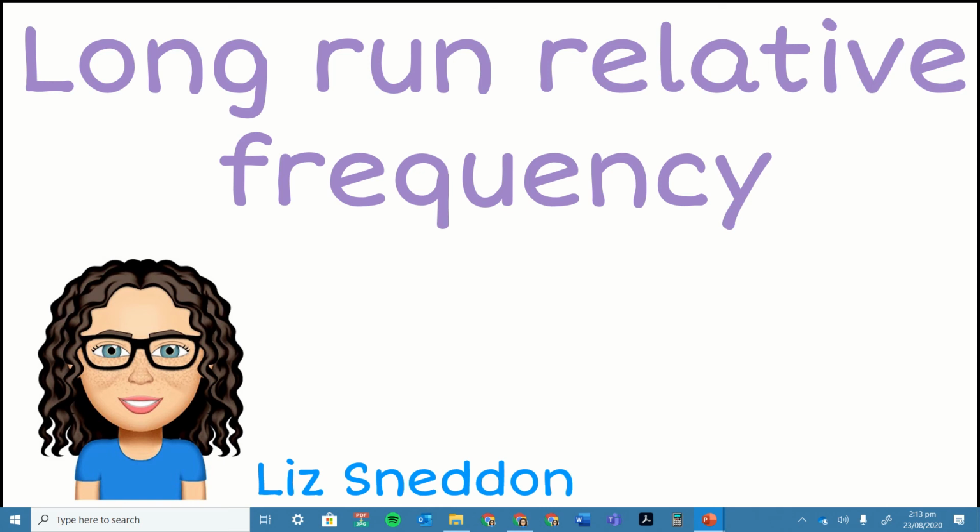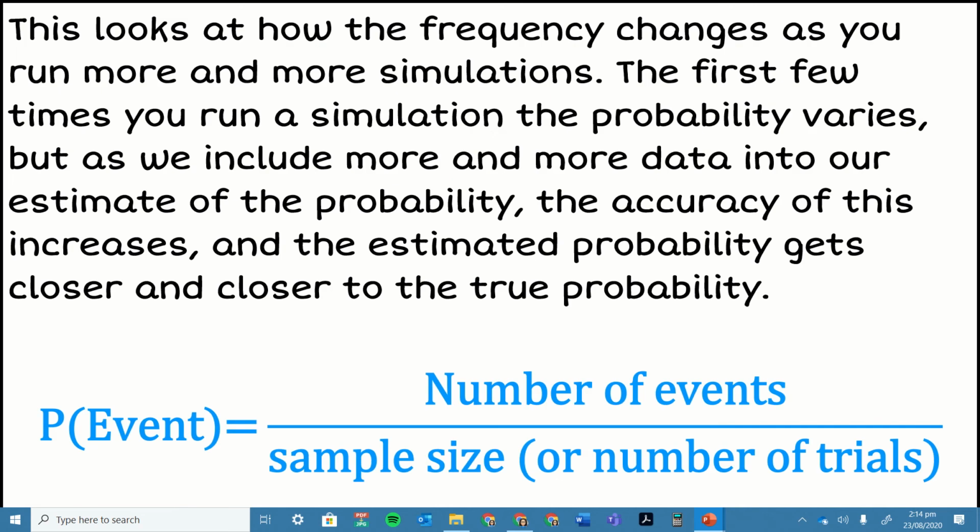I'm Liz Snedden. Let's have a look at long-run relative frequencies. When we talk about long run, it's looking at how my frequency changes, or in particular how my relative frequency changes over a lot of trials.